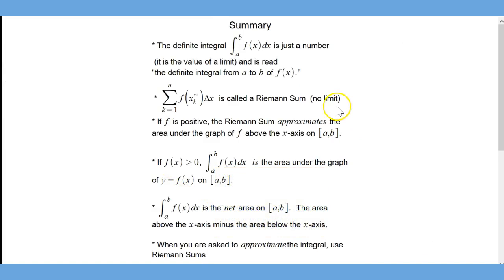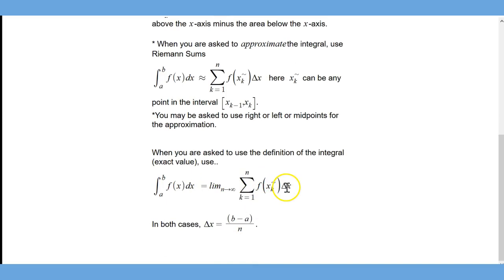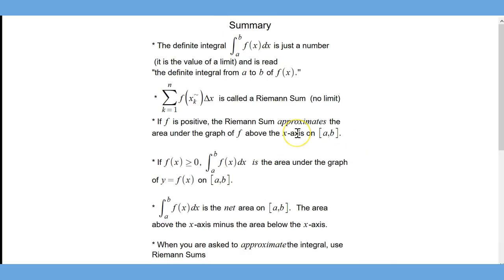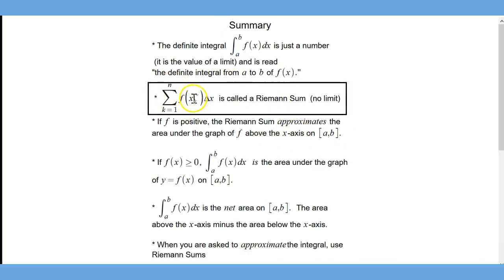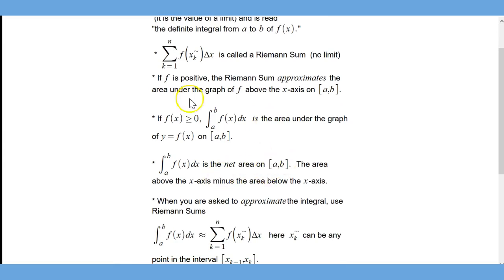In summary, the definite integral from a to b of f of x dx is just a number, and it's defined as the limit of those Riemann sums, where we can actually use any endpoint we want, midpoint or endpoint. It doesn't matter. So just remember that if you're asked for an estimate, you find the Riemann sums. If you're asked for an exact value for a definite integral, you actually need to take the limit of these sums.